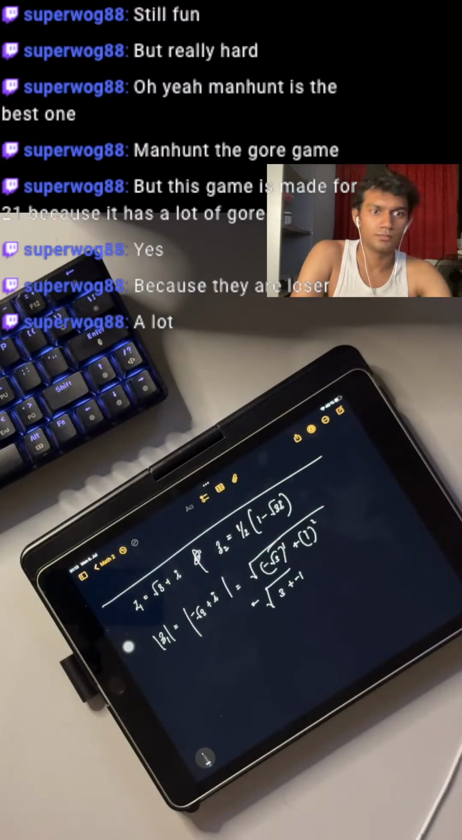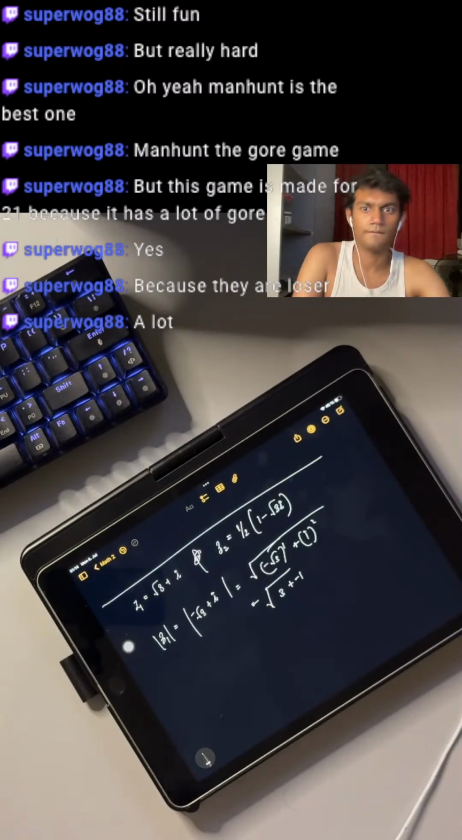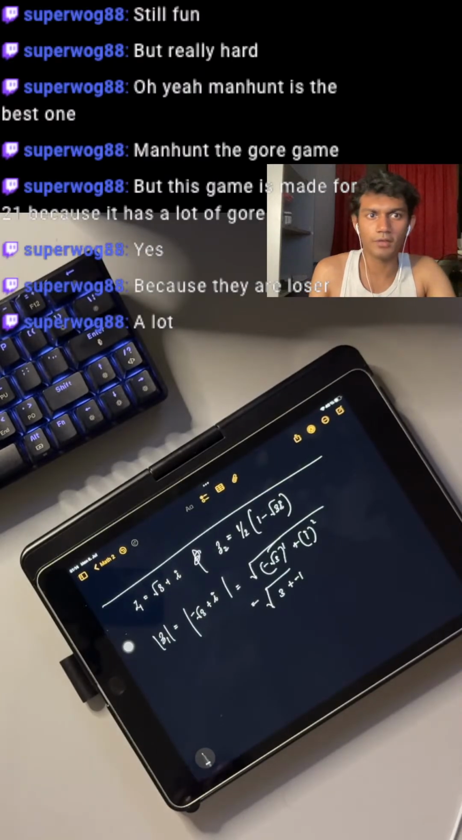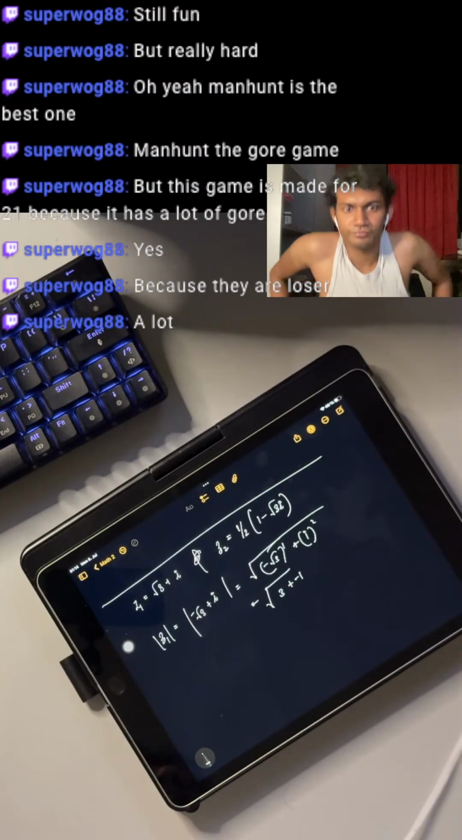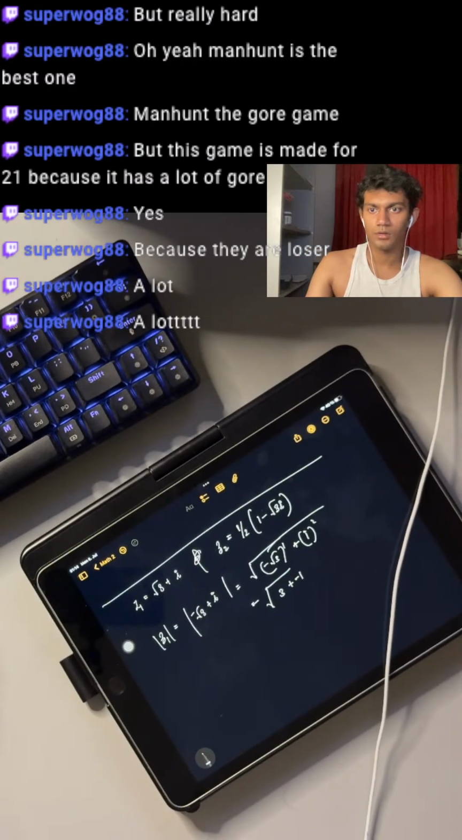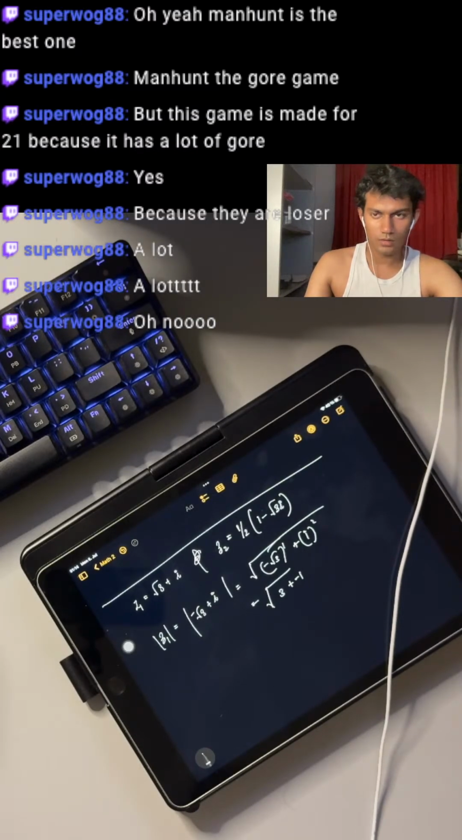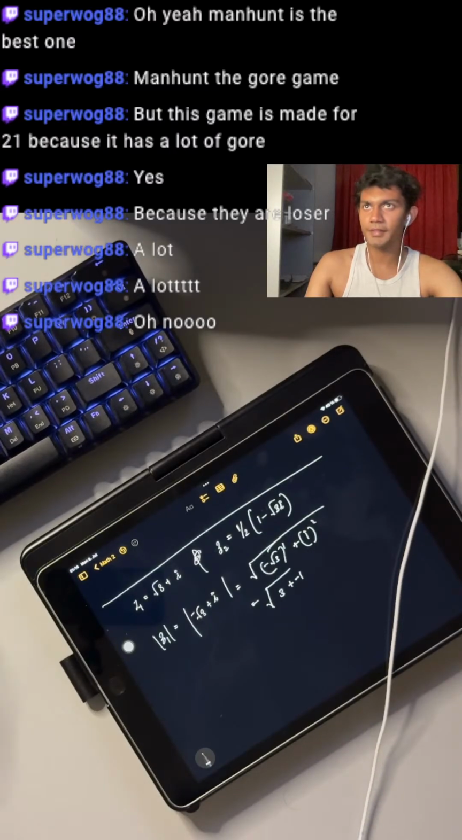The game is made for 21. Oh, okay. I mean, from the looks of it, how much gore can it get though? Oh, Steam does not have the game in my location. I gotta pirate. Oh, I need to see the gameplay. I never knew such a game existed.